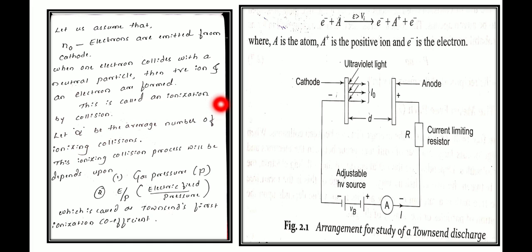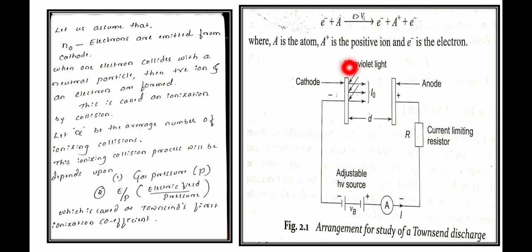So to describe how many ionizing collisions take place, let alpha be the average number of ionizing collisions. This ionizing collision process mainly depends upon two factors. Which are those factors? The first one is the gas pressure of the gaseous medium present between these two electrodes. Examples of electrical insulating medias are gaseous, solid, and liquid insulating mediums. Is it right? First, we are studying only the gaseous medium.